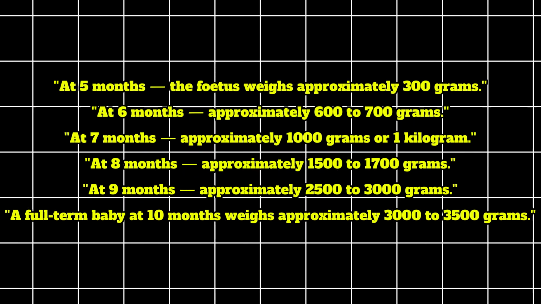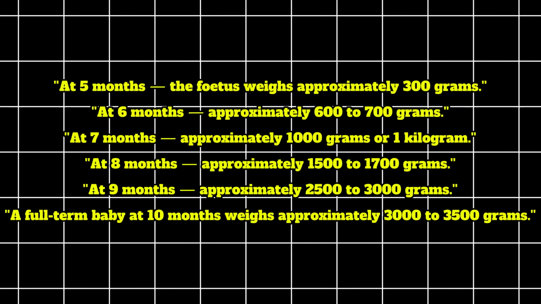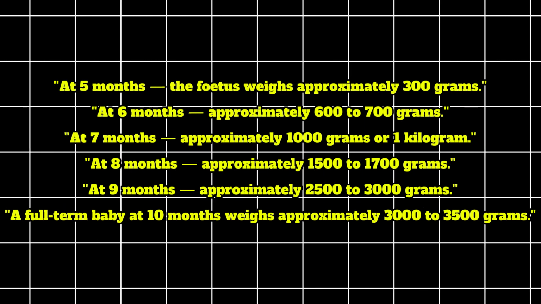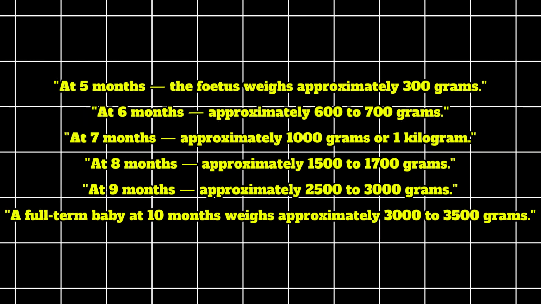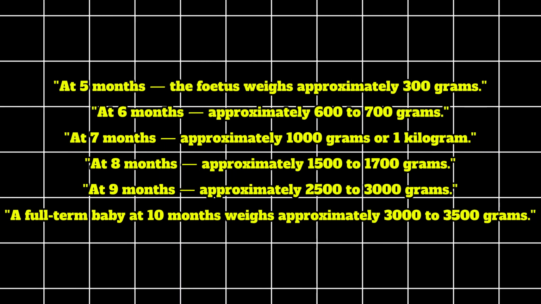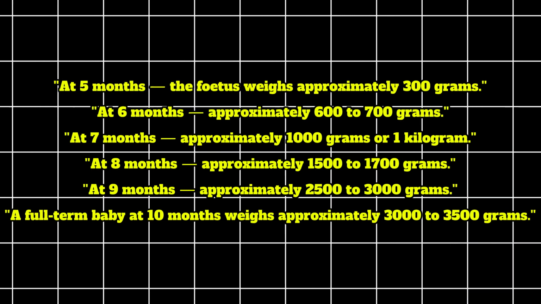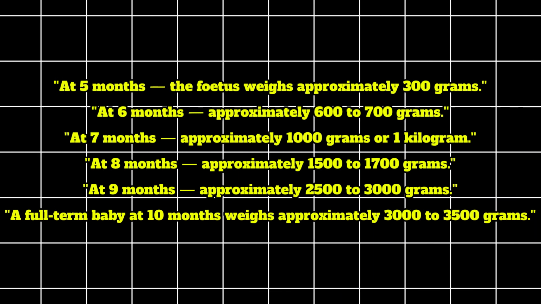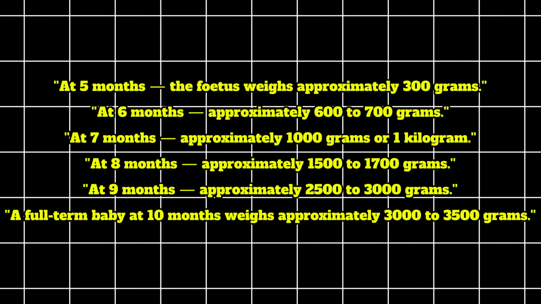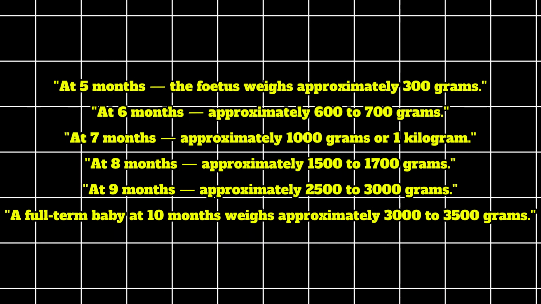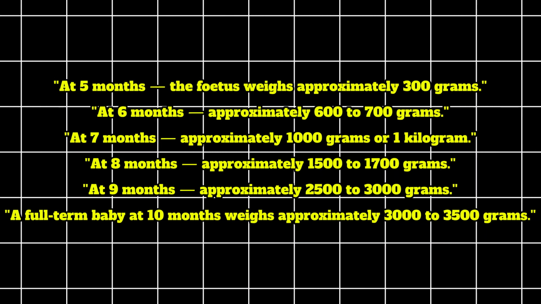At 5 months, the fetus weighs approximately 300 grams. At 6 months, approximately 600 to 700 grams. At 7 months, approximately 1,000 grams or 1 kilogram. At 8 months, approximately 1,500 to 1,700 grams. At 9 months, approximately 2,500 to 3,000 grams. A full-term baby at 10 months weighs approximately 3,000 to 3,500 grams.